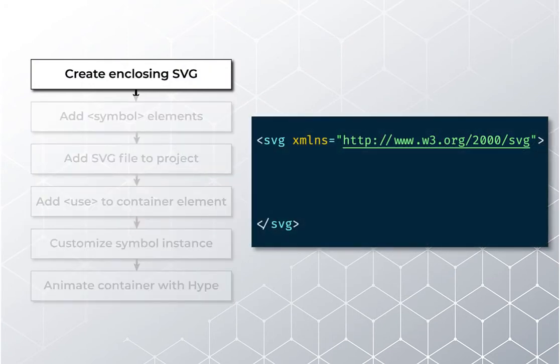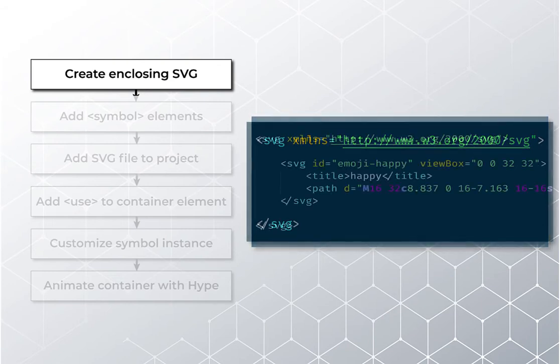You can do this in any text editor. I prefer Visual Studio Code, but any editor will work. Just remember to save your file with a .svg extension. The syntax for this enclosing SVG is very straightforward. It's essentially the same syntax that's used to define a regular SVG. This involves adding a pair of SVG tags and a namespace attribute. And that's all you need to set up your symbol file.